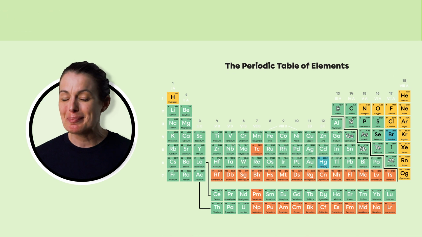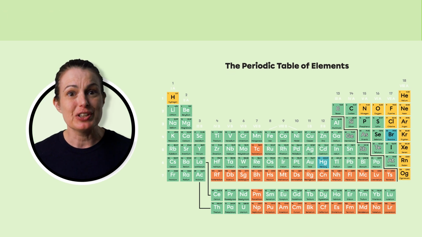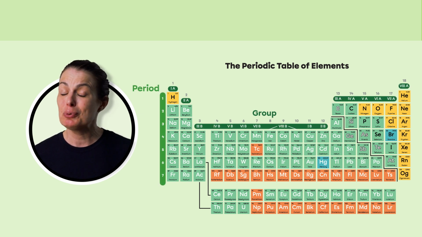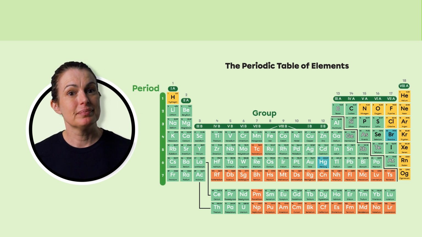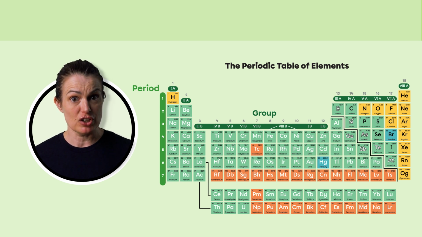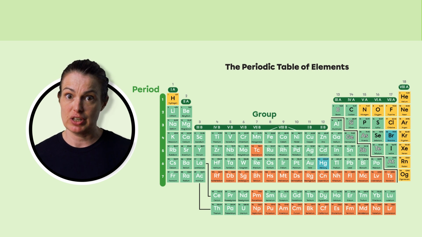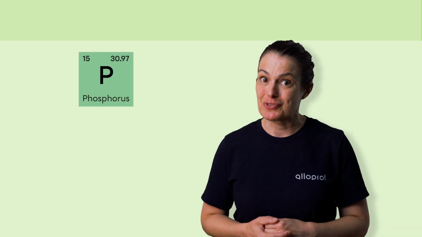There is another method for drawing an atom using the Rutherford-Bohr model. It's based on the period and group of the elements. Its position in the periodic table tells us about the number of electron shells and the number of valence electrons. Let's do an example with phosphorus.